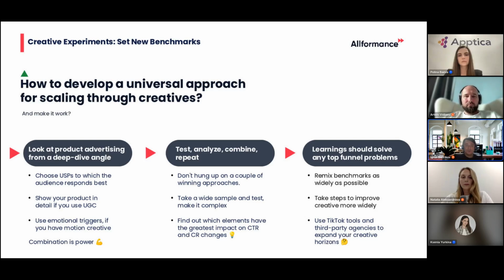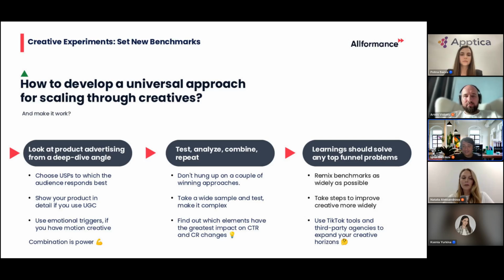Second, show your product in detail if you use UGC, and use emotional triggers if you have motion creative, because the combination is power. Pay attention to this, because I will show you in one of the cases that the combination of the UGC approach and some motion design, or even using a screencast of the application, works best together, because we need to combine two things: your product and emotion from using this product. It's really important.